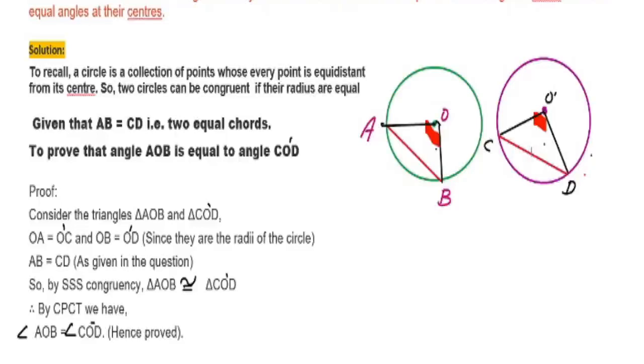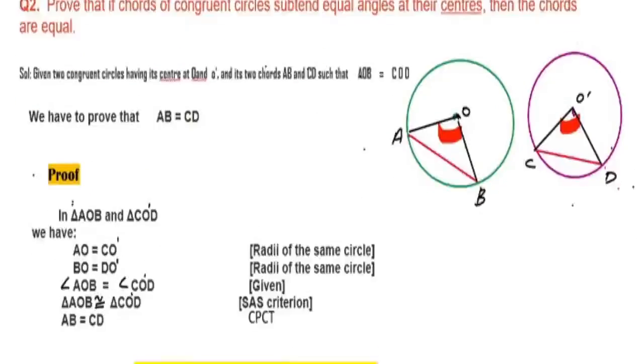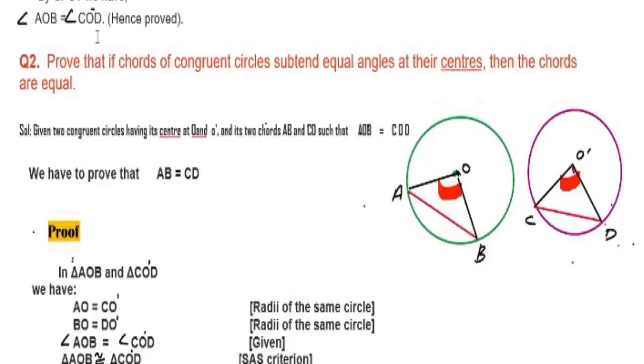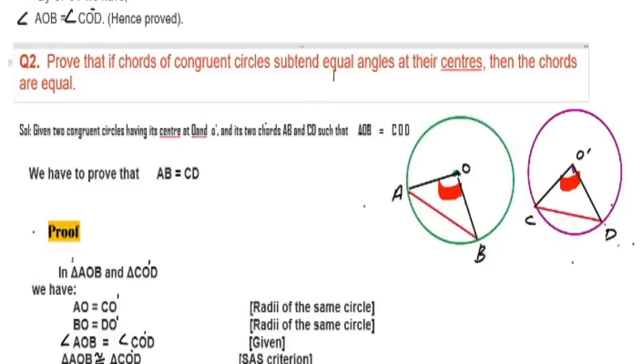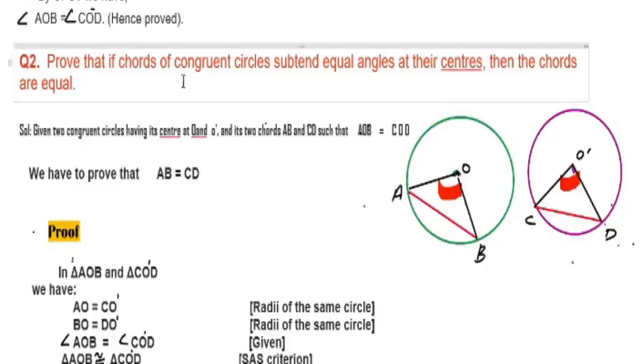Now the second question: prove that if chords of congruent circles subtend equal angles at their center, then the chords are equal. The second question is the converse of the first question. In the first question, we proved that the central angles are equal. Now here it is given that the angles subtended are equal, so we have to prove that the chords are equal.